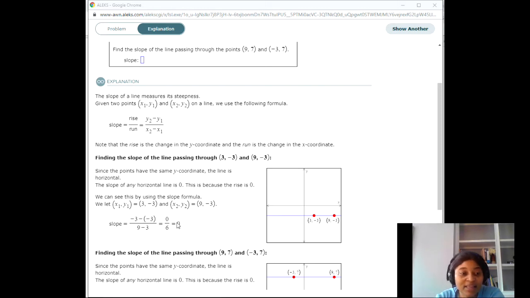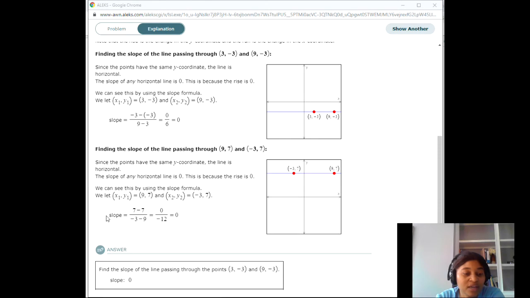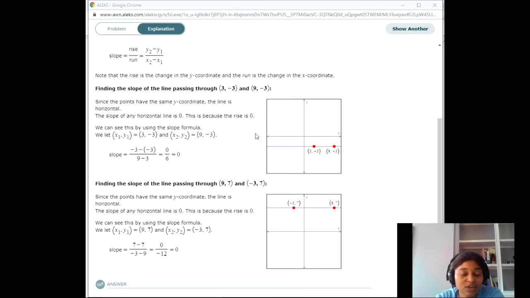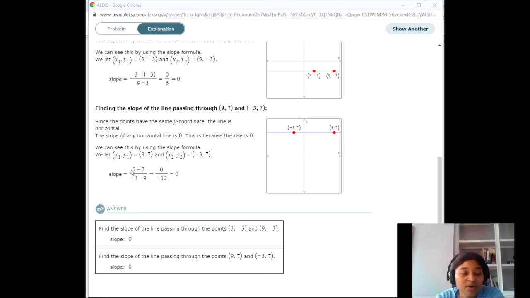Here with the second problem that they gave us to find the slope here, they've already written that out as well, and you can see they have 7 minus 7, which equals 0. So you could just stop, or you can finish working it out. -3 minus 9 gives you a -12, which the answer is going to be 0. So let's move on to the next problem.